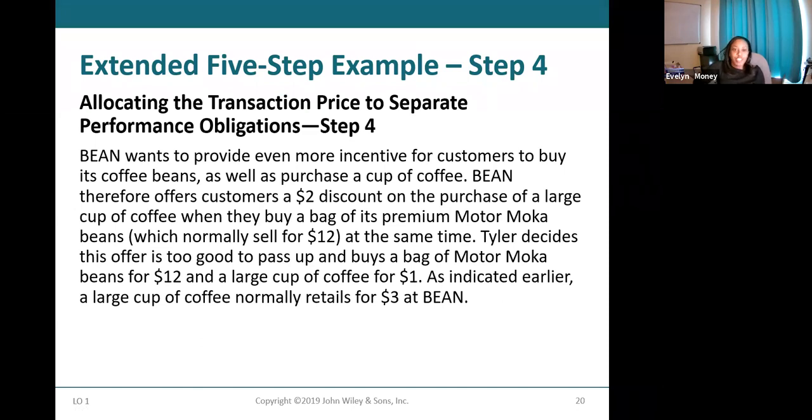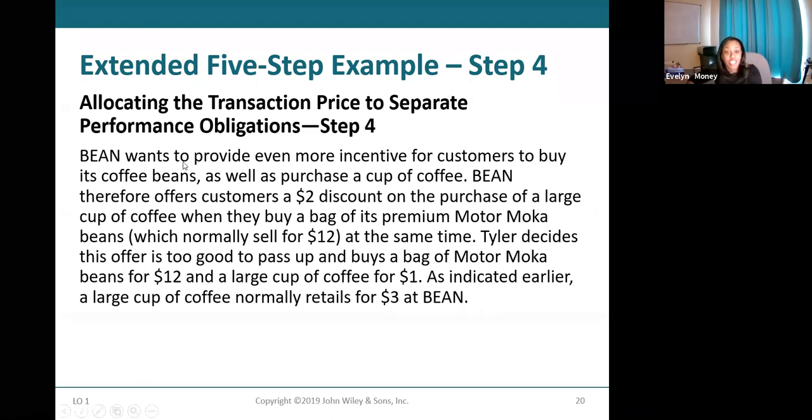Now, what about allocating the transaction price to the separate performance obligations in step 4? So let's look at another scenario that isn't as straightforward. Now Bean wants to provide even more of an incentive to customers to buy its coffee beans, as well as purchase a cup of coffee. So now every customer that buys a cup of coffee will also get a $2 discount on the purchase.